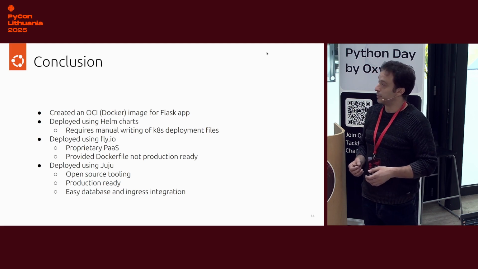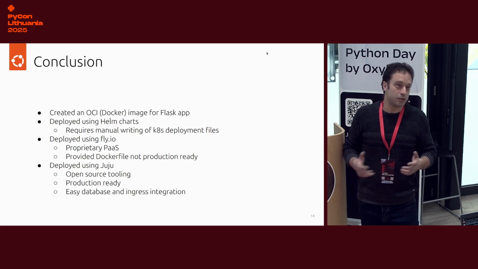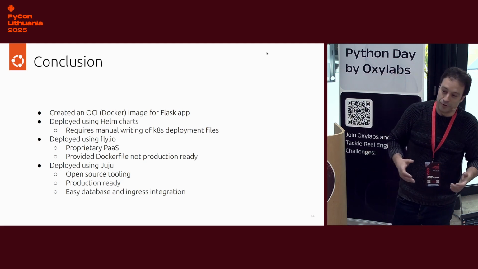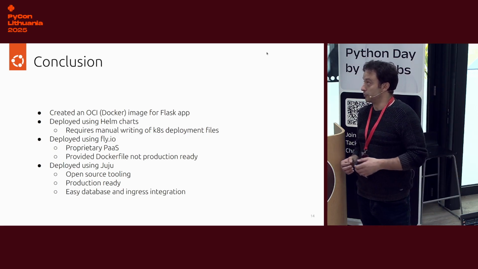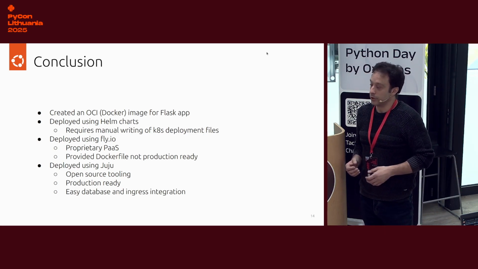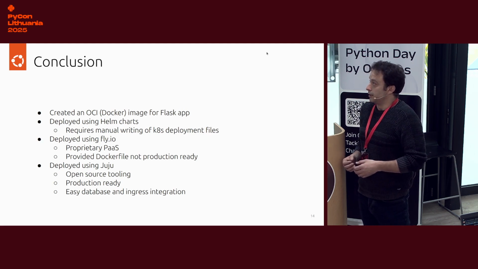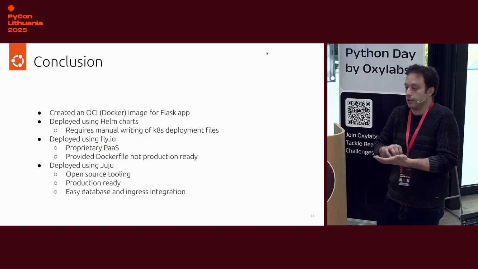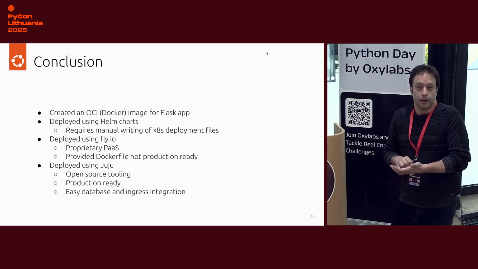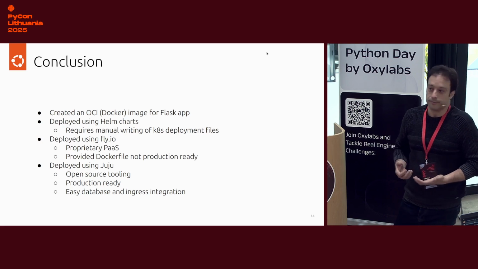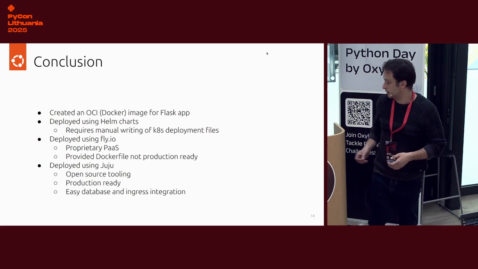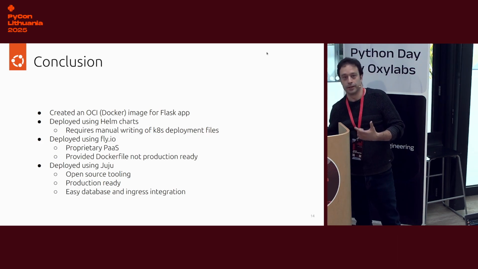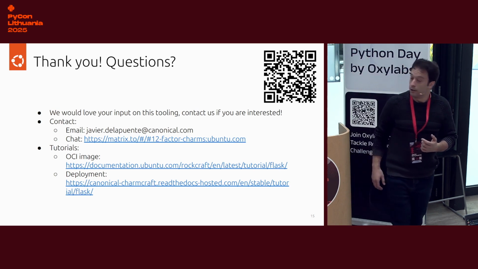That's a bit different. It's a proprietary platform as a service, probably the easiest one to deploy and quite quick. And the Dockerfile they provided to us is not very production ready. And finally, we've deployed it with Juju. That's the open source tooling we are developing in my team. It's production ready, and as you see, it's nice for how it integrates things. It's an opinionated framework, and it will not expose all the Kubernetes functionality. You should also be aware of that. But it will work very nicely, and you will avoid several issues. And that's it.